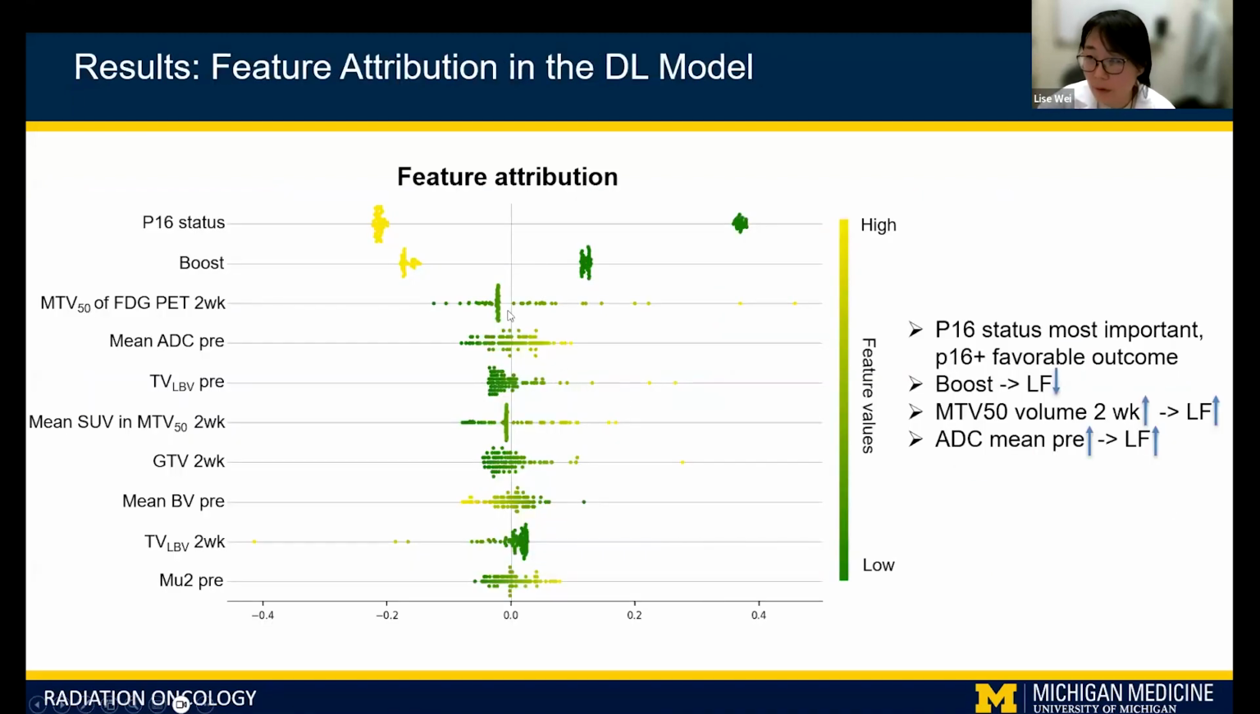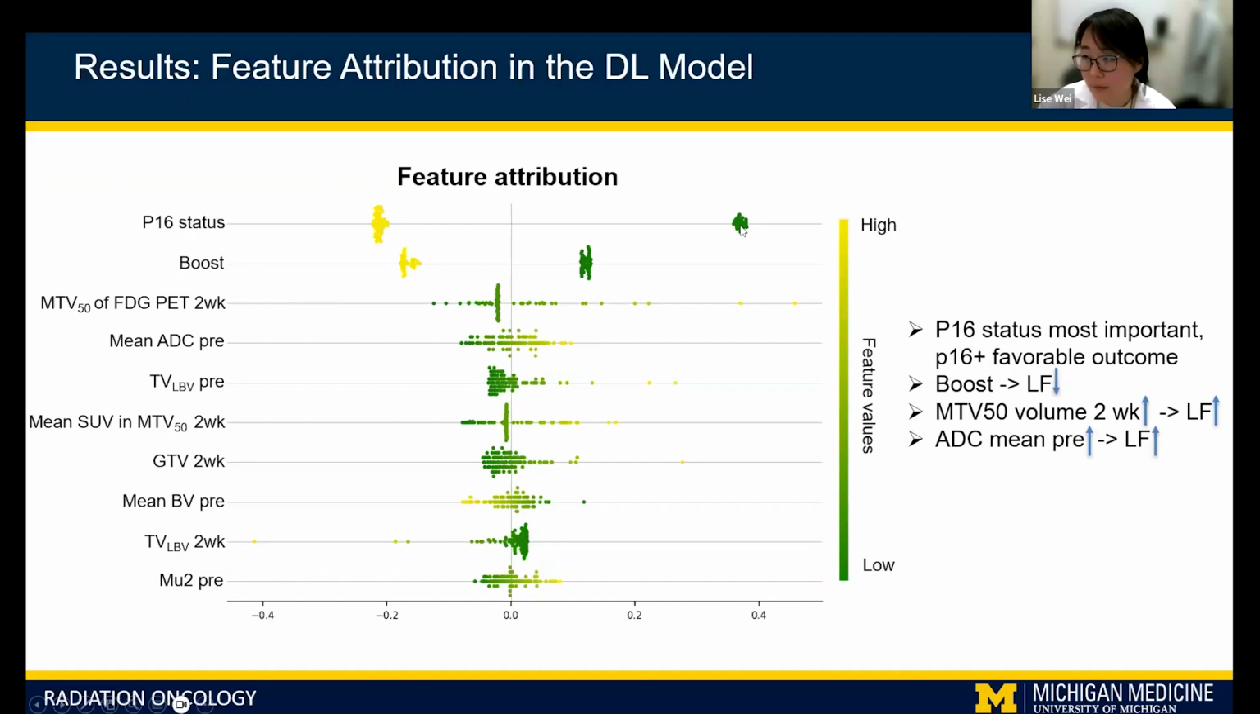And this is the result for the feature attribution in the deep learning model. The left side shows different features, and the higher it is, the more important it is to the prediction. The color shows, for each feature, whether it is a high or low value, and the x-axis is the attribution score. So we can get two pieces of information: one is how important the feature is, and the other is the direction. For example, P16 status is the most important feature.